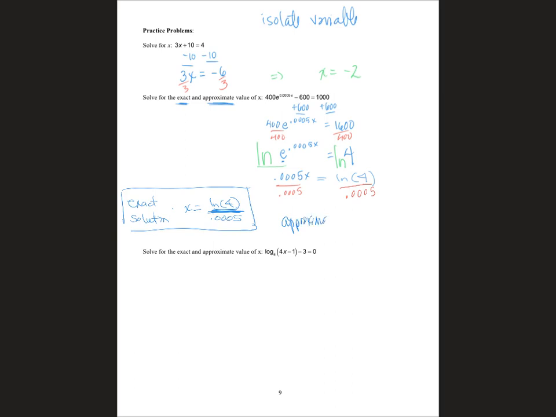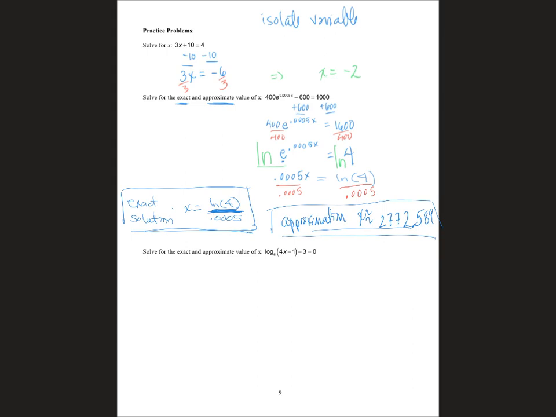And an approximation, if you were to put that into your calculator, would be 2772.589. So try to put the natural log of 4 divided by 0.0005 in your calculator, and you should be able to get that approximation. So you have an exact solution and you have an approximate solution. You should be able to do each.